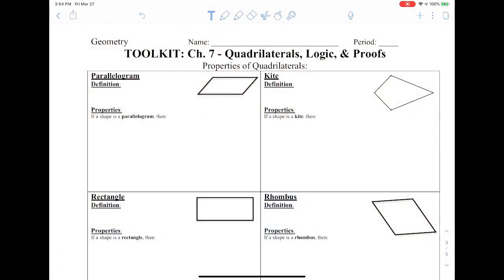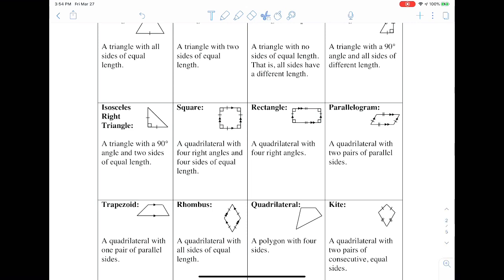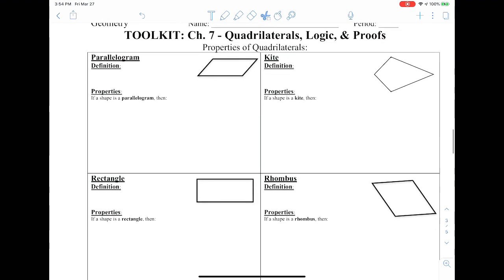So here's the Chapter 7 toolkit, the first entry for a parallelogram. What's the definition of a parallelogram? Well, that's where our Chapter 1 Shapes toolkit comes in handy. Right here. A parallelogram is a quadrilateral with two pairs of parallel sides. Let's copy that and add it to our definition.